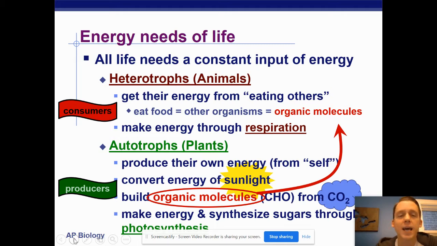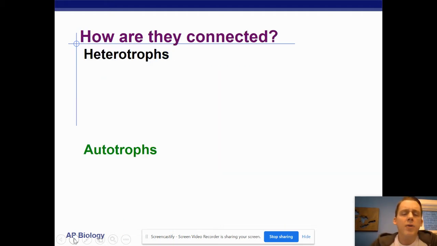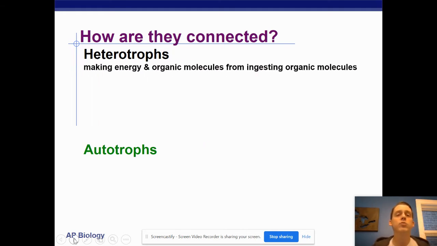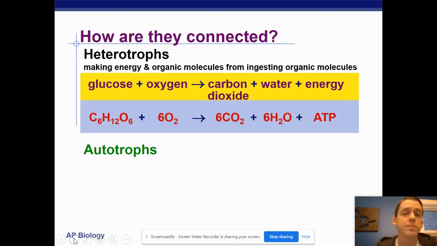And look at what's happening there. The autotrophs make the organic molecules, and that arrow is showing that the heterotrophs are going to eat those organic molecules that are made by plants. So consumers rely on producers. So how are they connected? Well, heterotrophs make energy by ingesting organic molecules from others.